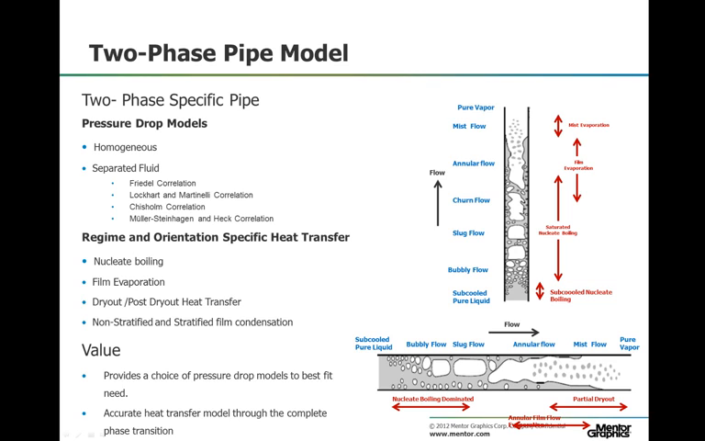Flowmaster has implemented correlations that identify the orientation, flow regime, and heat transfer states and applies the appropriate heat transfer coefficient. It can also identify the location in the pipe where critical heat flux occurs. This approach provides the user with the flexibility of choosing the most appropriate pressure drop correlations and accurate heat transfer calculations for any pipe orientation.